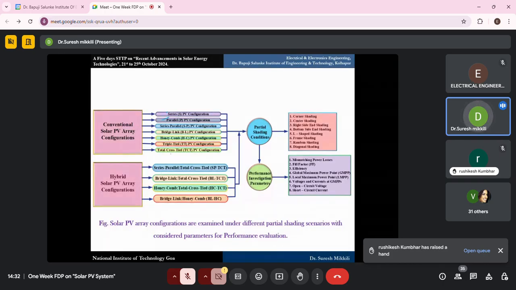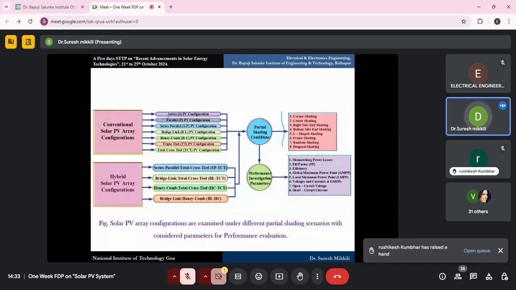Now these configurations have to be tested under different shading conditions. There is one row shading that can happen, one column shading, some corner shading, center of the PV panel shading, some diagonal shading, or maybe random shading can happen. There is a frame shading, L-shape shading. Okay, so different types of shading patterns are there during shading conditions.